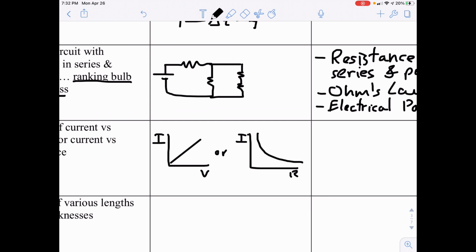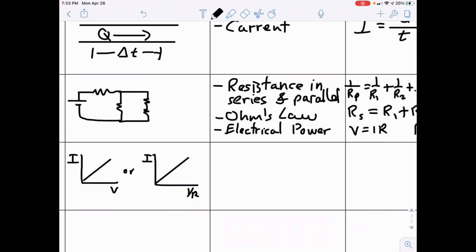So in order to linearize that graph to produce a straight line, since they're inverse concepts, you have to plot current versus the inverse of resistance. And when you do that, you do get a straight line. Okay, that's an Ohm's law concept, but it's an Ohm's law graph.